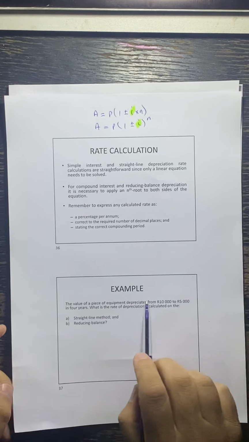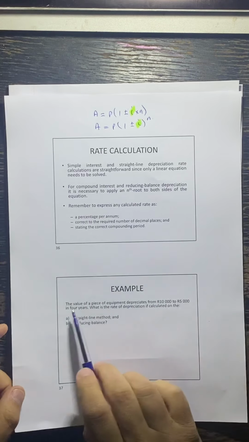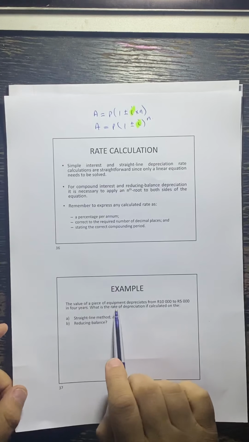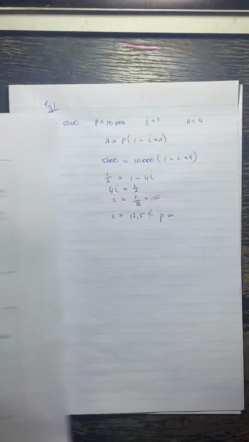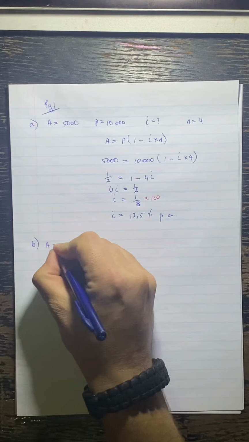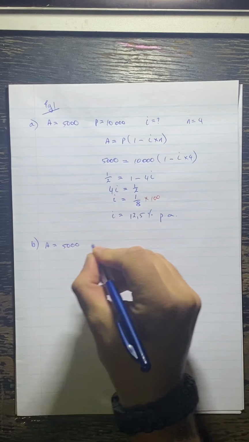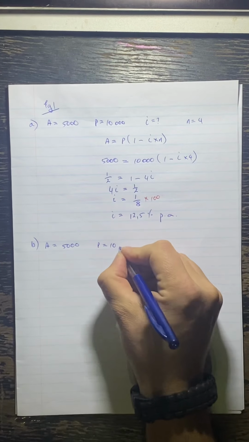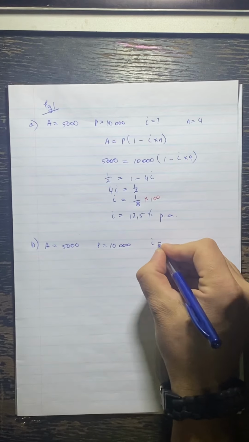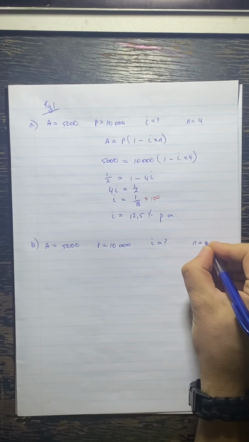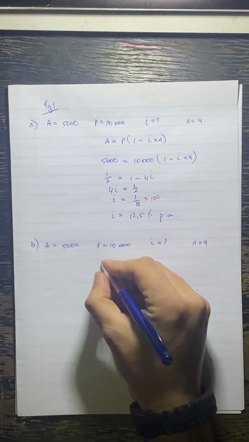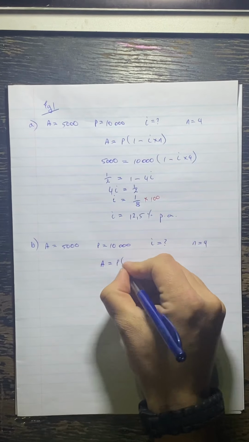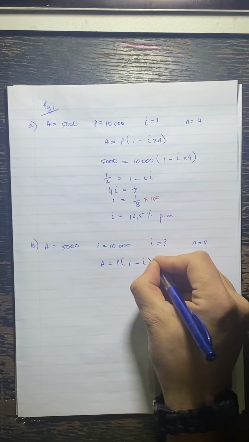Now going on to question B. They're saying here exactly the same thing. Value of a piece of equipment depreciates from 10,000 to 5,000 in 4 years. We need to calculate the rate of depreciation if it's a reducing balance, which is this one here. Okay. So we've got A is equal to 5,000. Principal is 10,000. I, we're going to calculate, N is equal to 4. So this is your straight line. We need to now do the reducing balance, which is A is equal to P(1 minus I) to the power of N.